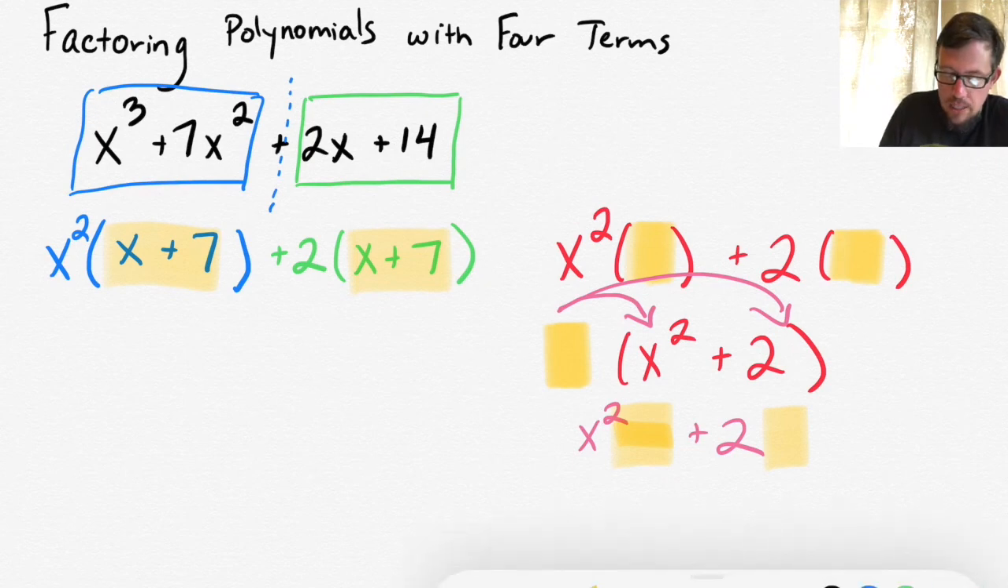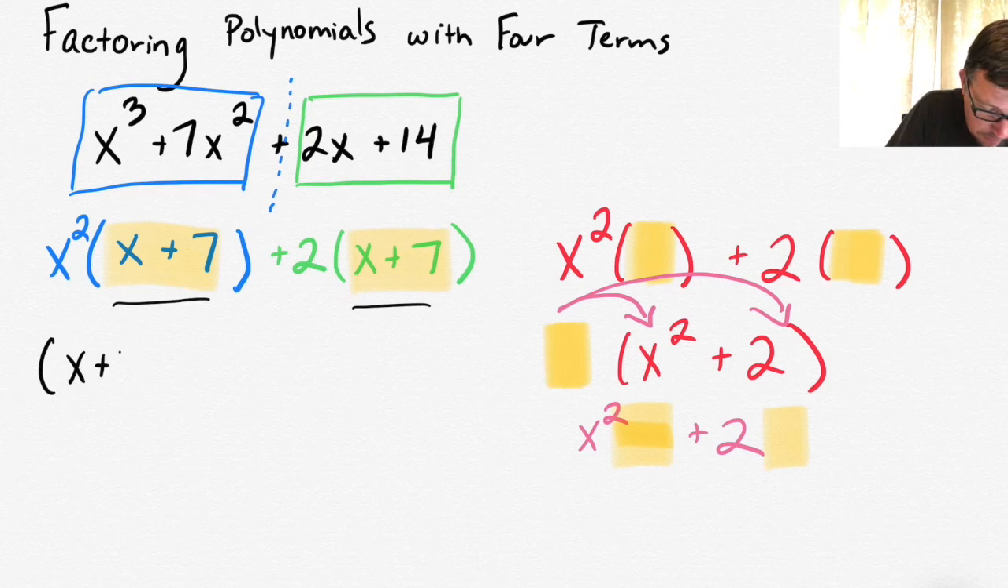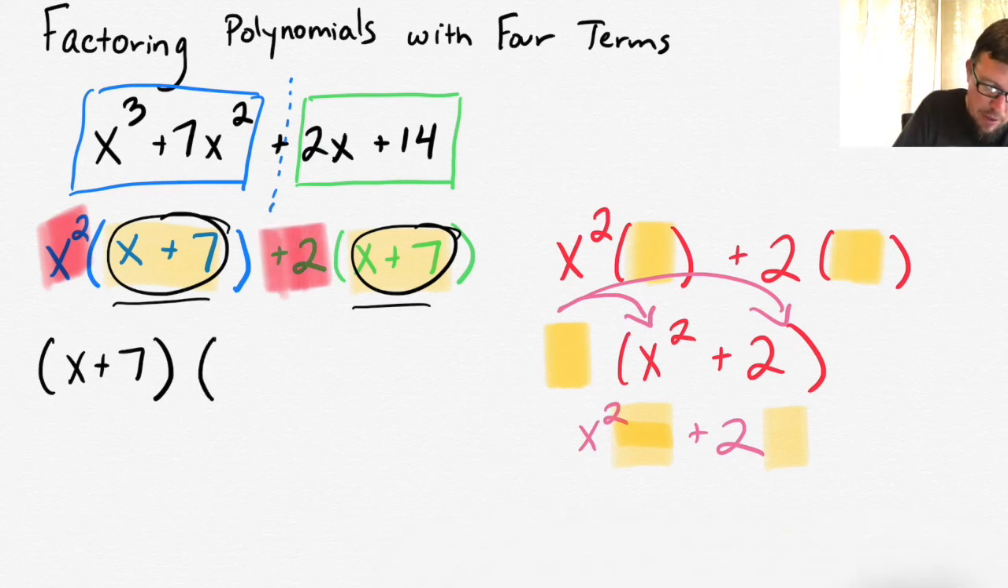So that's a really convoluted, complicated way of saying that what we're going to factor out is the binomial that they have in common. Both of these terms here have an x plus 7 in common, so we're going to factor out an x plus 7. Okay, so I factored out this x plus 7, and I factored out this x plus 7. After I factored that out, what was I left with? Well, I was left with x squared and a plus 2. That's going to be my other set of parentheses, x squared plus 2.